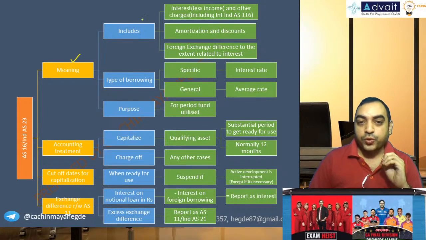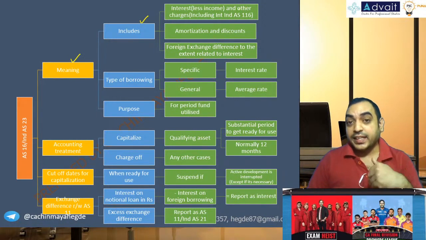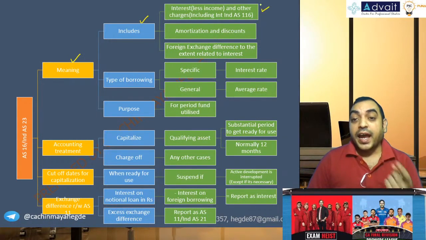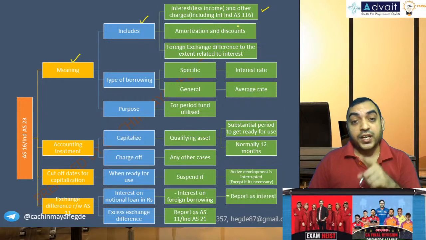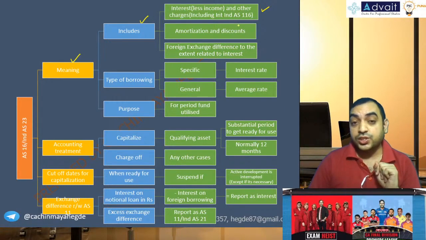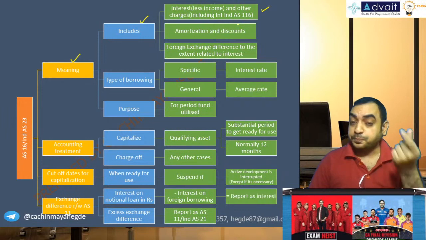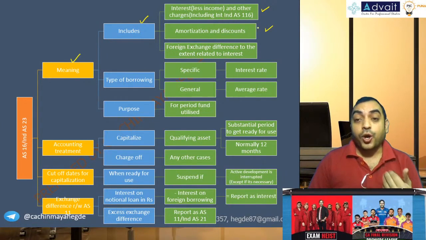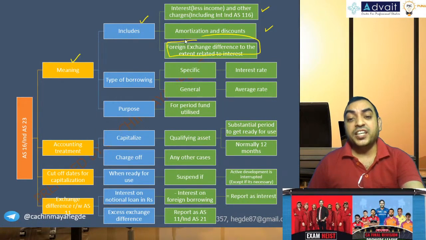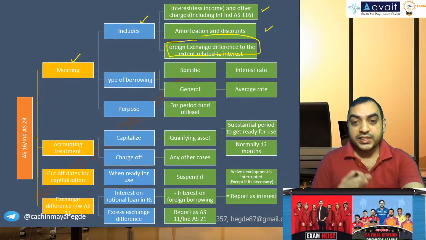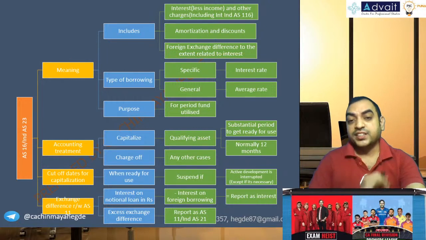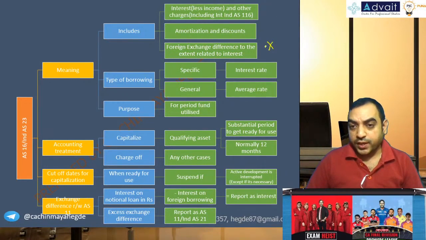So what does it include? It includes interest. Any income earned will be subtracted, and even charges, that is interest, financial charges under Ind AS 116 or finance lease, that interest cost will be there. That is also considered. Amortization of discounts, that is whatever discount on issue of debentures, all those things are also considered. And even foreign exchange difference, to the extent it is in the nature of interest, is also part of it. This is important. We will do a problem on that.